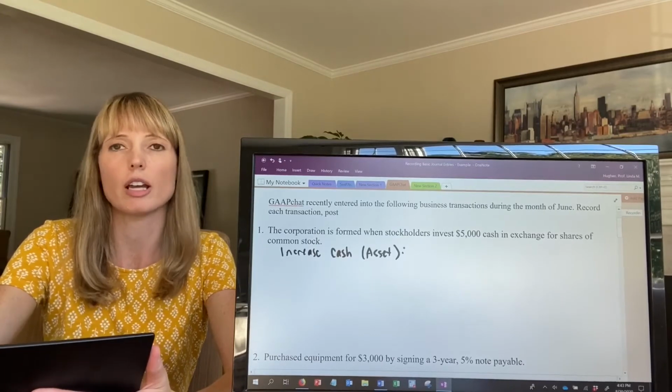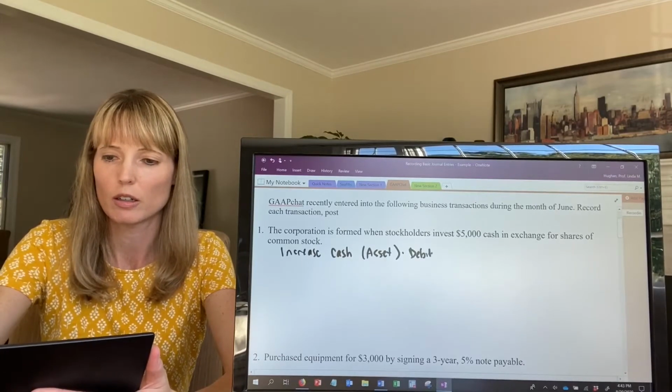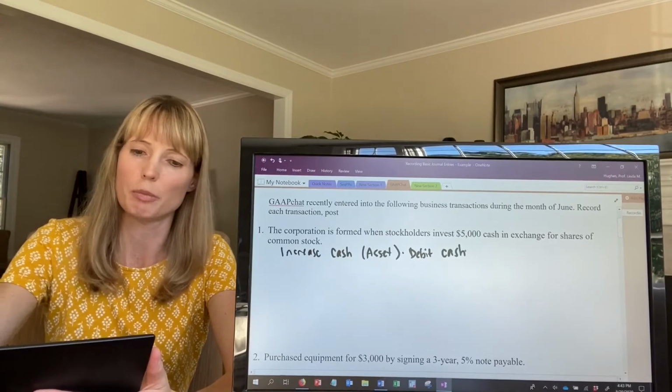And how do we increase an asset? With a debit or a credit? We need to debit cash clearly by 5,000.